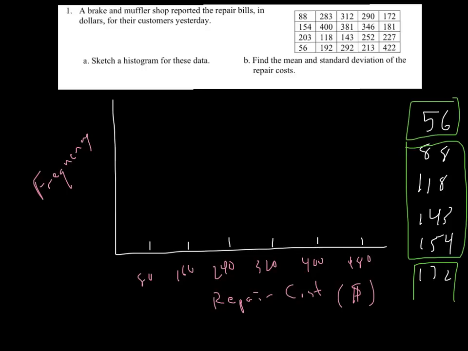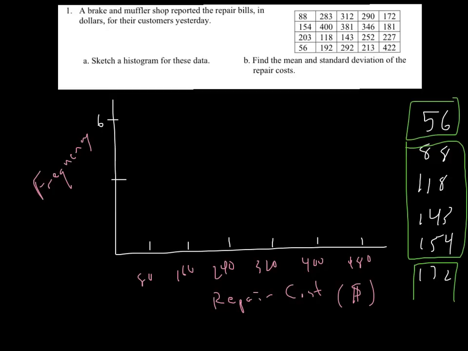According to my calculations, my first bin has 1 thing, my second one has 4, my third bin is going to have 6, 5 in this one, 2 in this one, and 2 in this one. Of course, there's nothing more than $480 in my list. So, since I have the highest frequency count of 6, what I'm going to do is make a tick mark up here and call this 6.